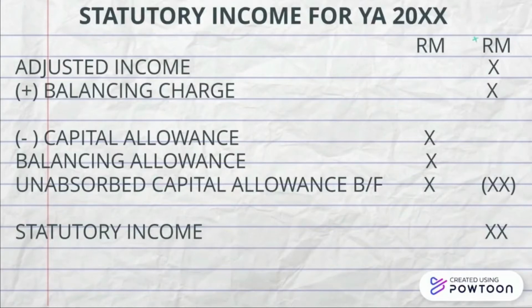It means that any capital allowance from prior years which was not eligible to deduct because the company suffered loss needs to be carried forward as unabsorbed capital allowance. In addition, we can also claim the allowance for that particular year of assessment.